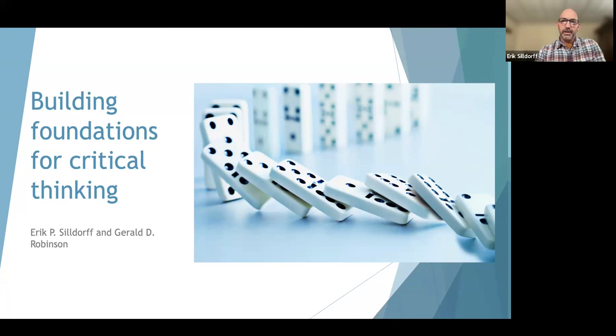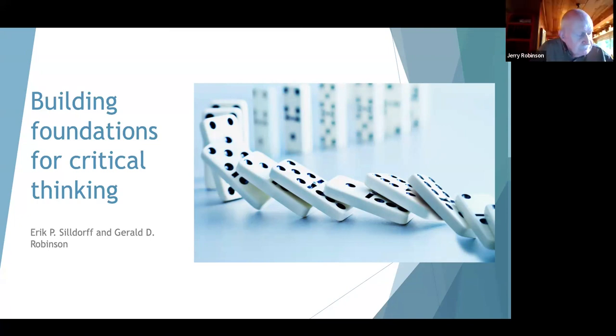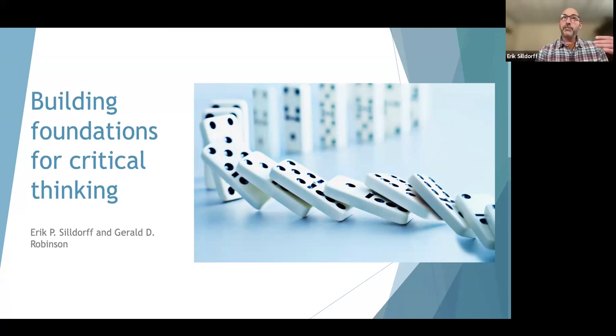The image that I posted here of the dominoes falling is really helpful, I think, in thinking about the physiology that we're going to try to discuss here, right? We're trying to build these foundations for critical thinking. And what we're going to try to do today is get you to consider, or at least potentially consider shifting the way you focus your discussions, your lectures in physiology, towards something we found to be really exceptionally effective.